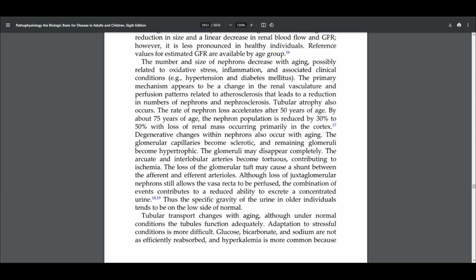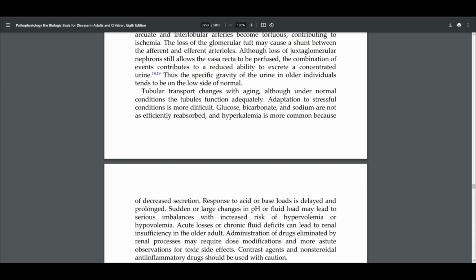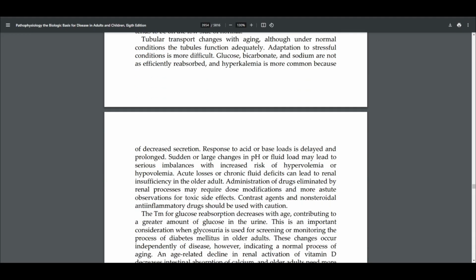Although loss of juxtaglomerular nephrons still allows the vasa recta to be perfused, the combination of events contributes to a reduced ability to excrete a concentrated urine. Thus, the specific gravity of the urine in older individuals tends to be on the low side of normal. Tubular transport changes with aging, although under normal conditions the tubules function adequately. Adaptations to stress conditions are more difficult.